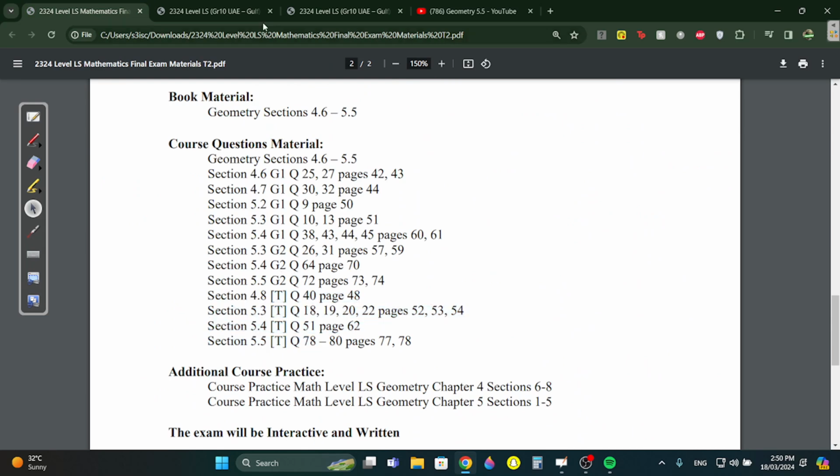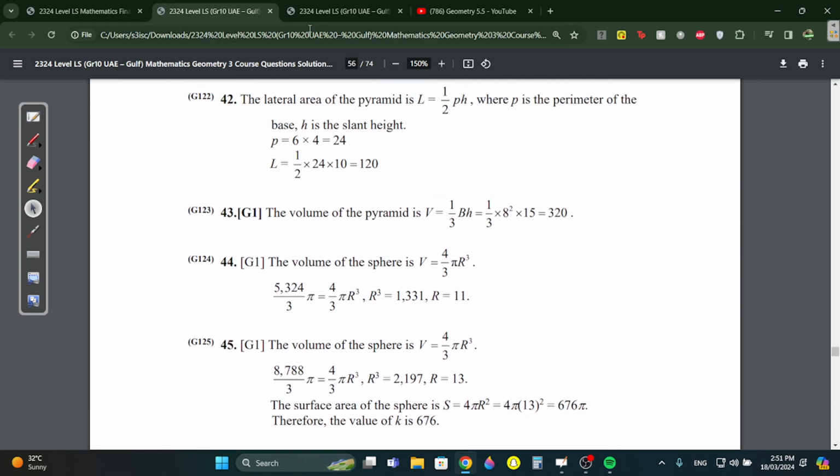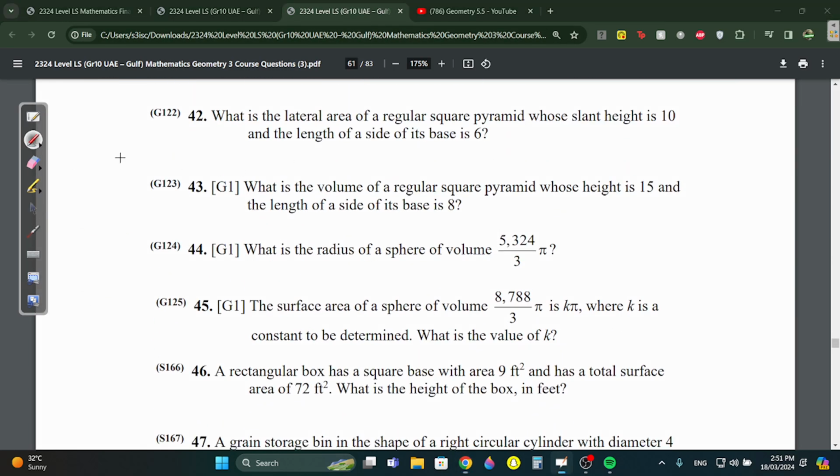After that, 43. What is the volume of a regular pyramid whose height is 15 and the length of the side of its base is 8? Remember, the volume of a pyramid equals 1 over 3 times the side of the base squared times the height. In the exam, if you put b squared, I don't know if you'll get the mark. You should, but I would prefer to say s squared times the height, because that's the side of the base. So I just call it s.